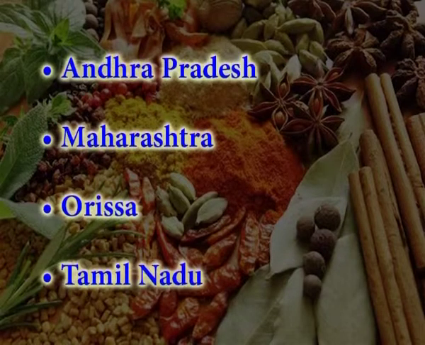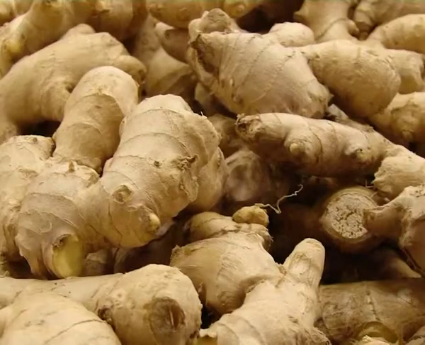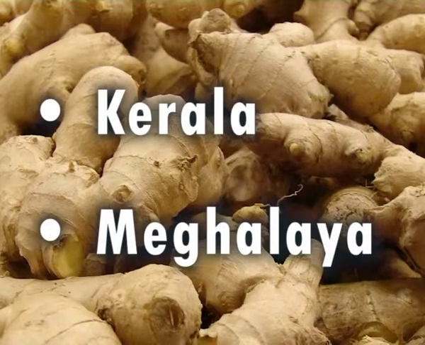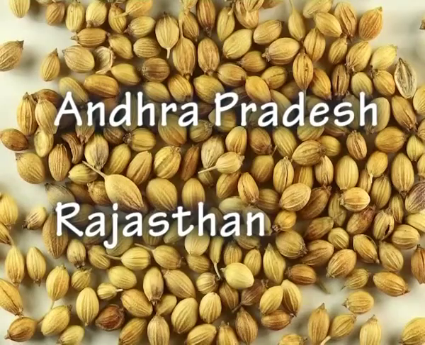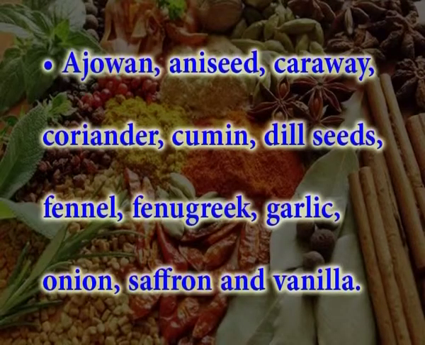Likewise, Andhra Pradesh, Maharashtra, Orissa and Tamil Nadu are the major chili growing states. Chili grown in Bihar is considered to be the most pungent variety. Ginger is mainly produced in Kerala and Meghalaya. Andhra Pradesh and Rajasthan are the major producers of coriander. The important minor spices grown in India are ajovan, aniseed, caraway, coriander, cumin, dill seeds, fennel, fenugreek, garlic, onion, saffron and vanilla.